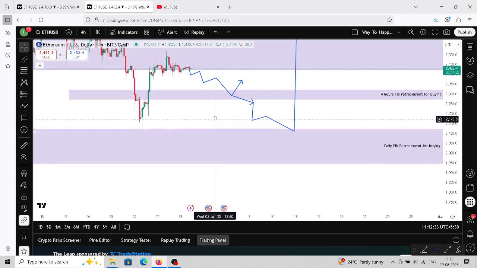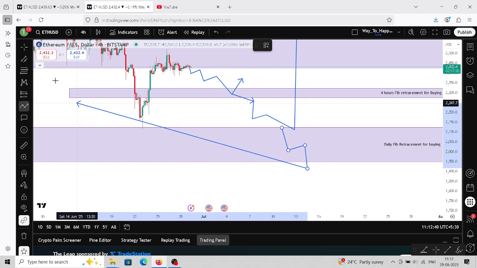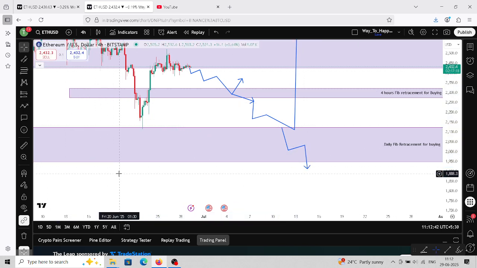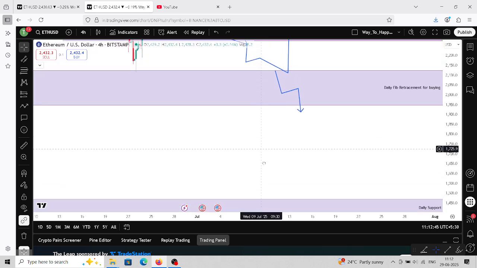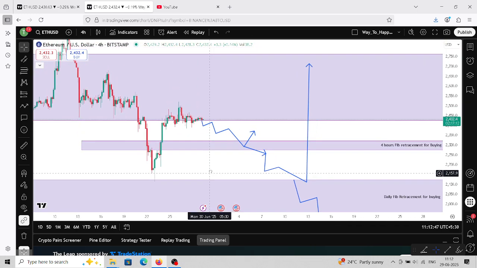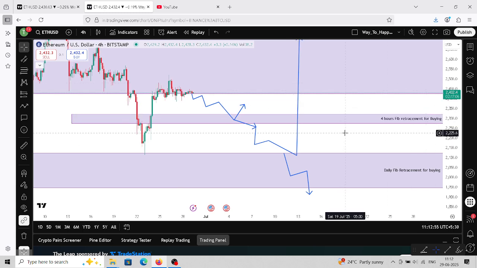So in case Sunday is crazy, and something like this happens, which I don't think will happen, a very bad news can do like this, then you have a support here, which is a very low level. So the price will go up like this. Okay. So guys, this is what I think.